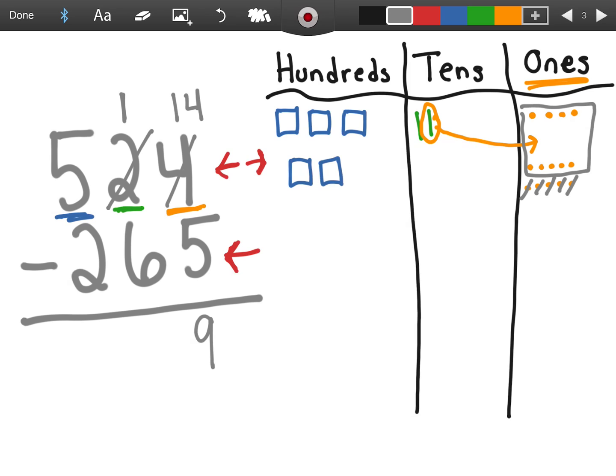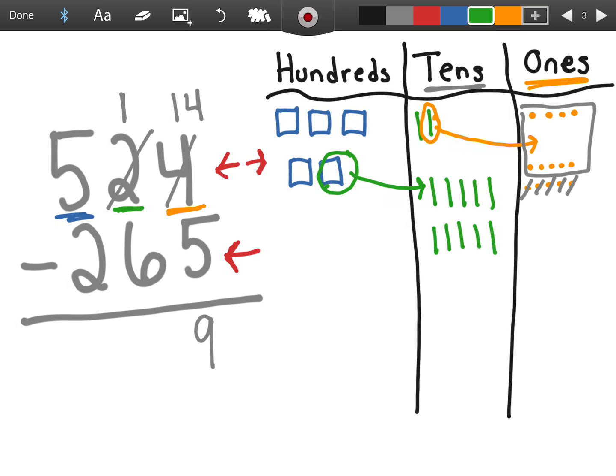Next we're going to look in the tens place. So we only have 1 ten, and we need to take away 6. But we can't do that. So what we have to do now is go next door to our friend the hundreds and ask to borrow 10 tens. So this is where it gets different. Now we have 10 tens. So let's go ahead and draw those in. 1, 2, 3.